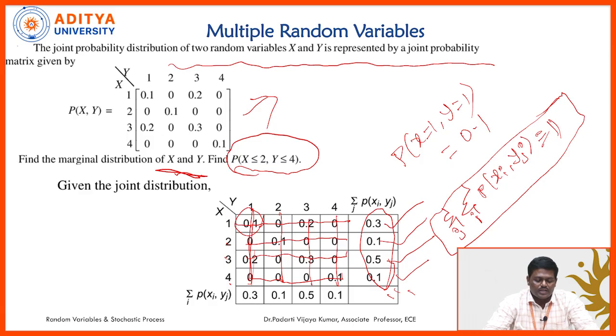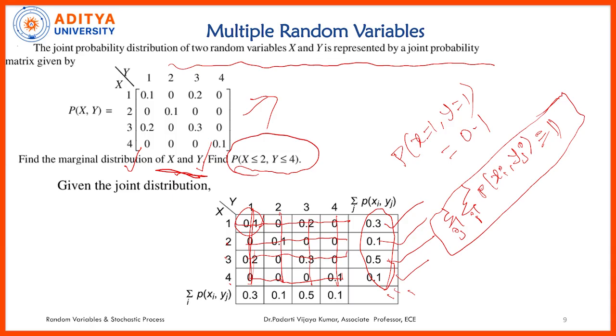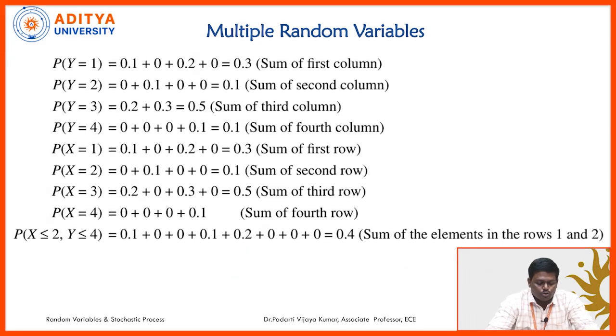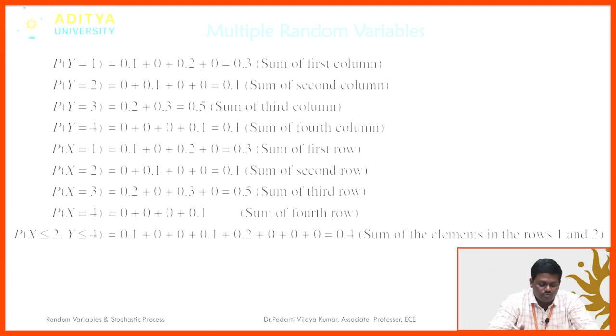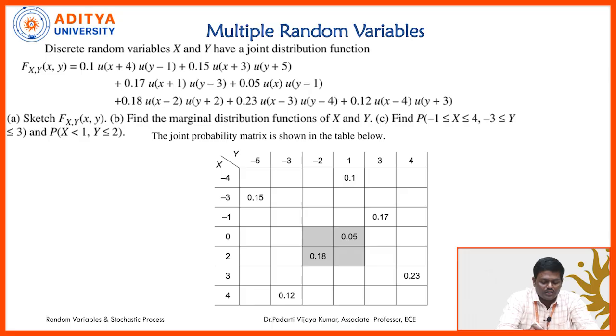So now here we are interested in computing the marginal distribution function of x and marginal distribution function of y. For that we have computed the values: when x is equal to 1, what is its corresponding value? When x is equal to 2, what is its corresponding probability? X is equal to 3, corresponding probability. X is equal to 4, corresponding probability. Like that we have calculated the x and y values. To plot the distribution function, if we express this in terms of distribution function, it will be something like this: 0.1 into u of x plus 4 u of y minus 1 and like this.